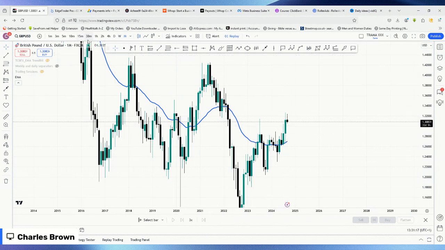So why do I use 34? Like I said, as a day trader, I don't like to use a longer moving average. I use a shorter moving average so I can catch the short-term trend in the market.